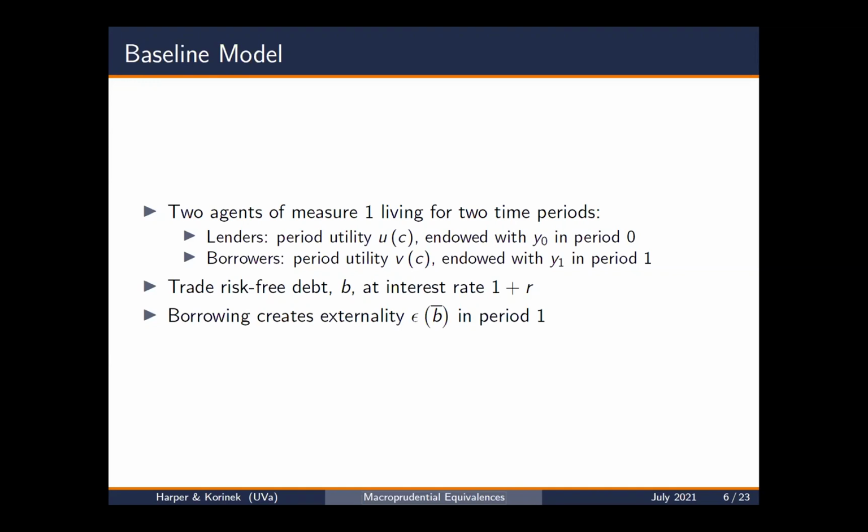B is each individual borrower's amount for each individual contract, but in aggregate, which is B bar, this borrowing creates an externality that we simply apply in this reduced form setting, that it reduces the period 1 income. So what borrowers actually get in period 1 is Y1, but then based on aggregate borrowing, this externality takes effect and they lose epsilon B bar of that income.